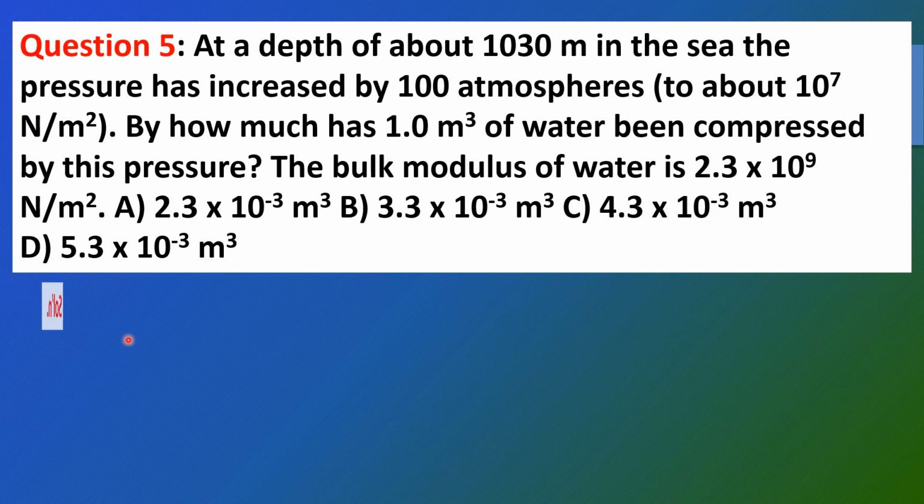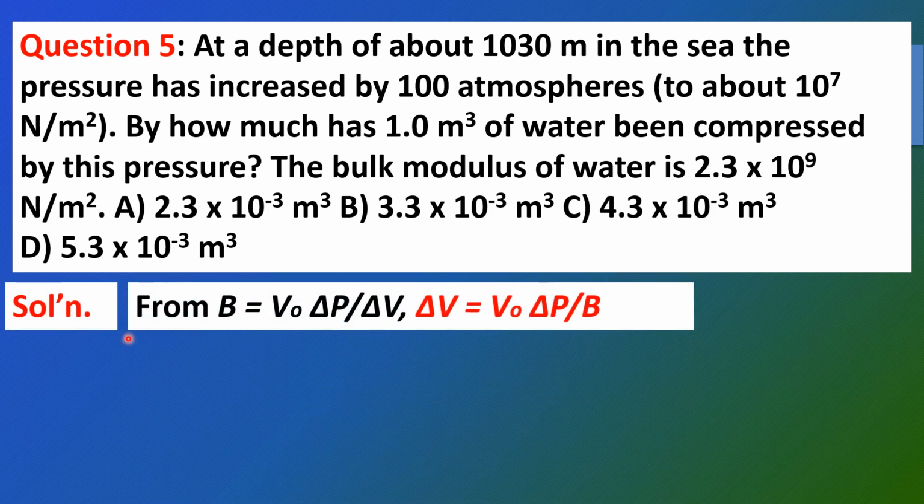So, our solution and answer. Based from the equation of bulk modulus, capital B, which is equal to the original volume, capital V, multiplied by the change in the pressure or the volumetric stress, delta P, divided by the change in the volume, delta V. Since we're looking for the change in the volume, the working formula for that is delta V equals original volume V multiplied by delta P divided by the bulk modulus.